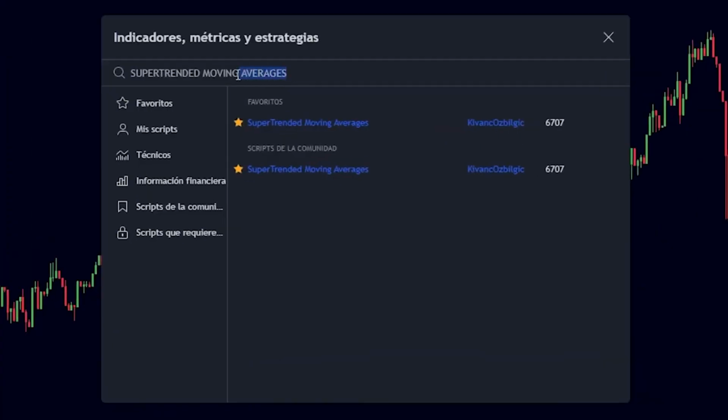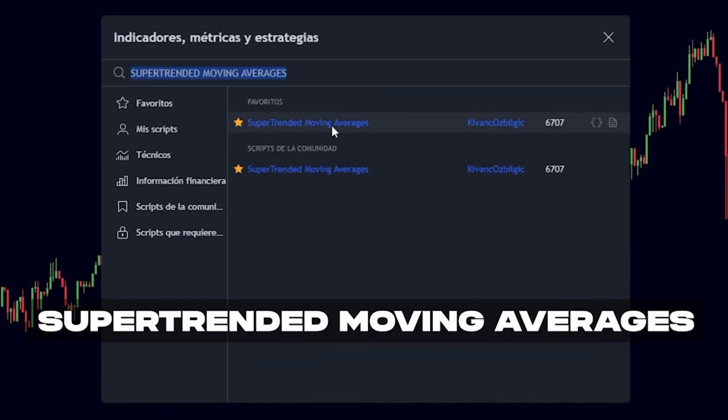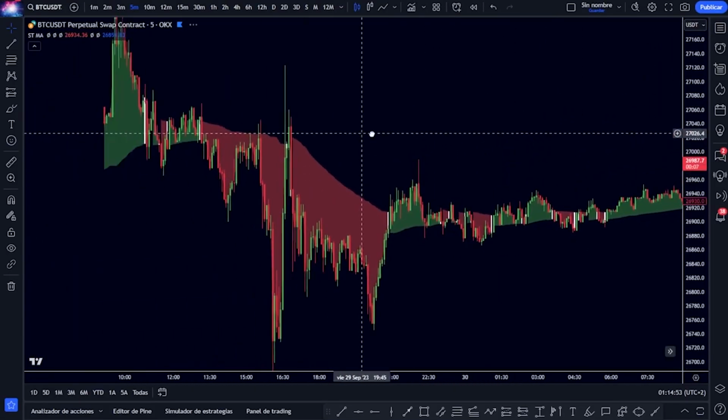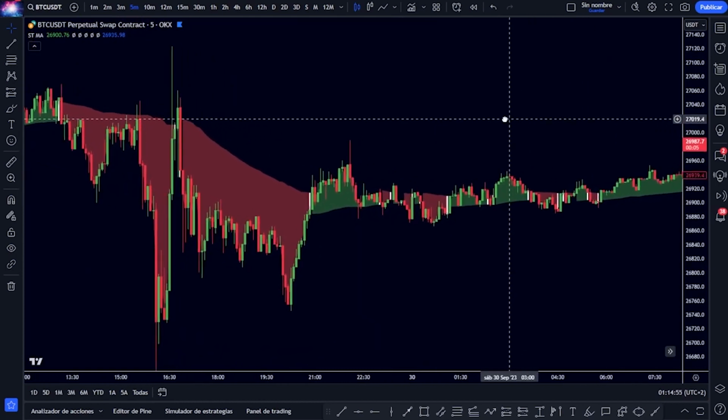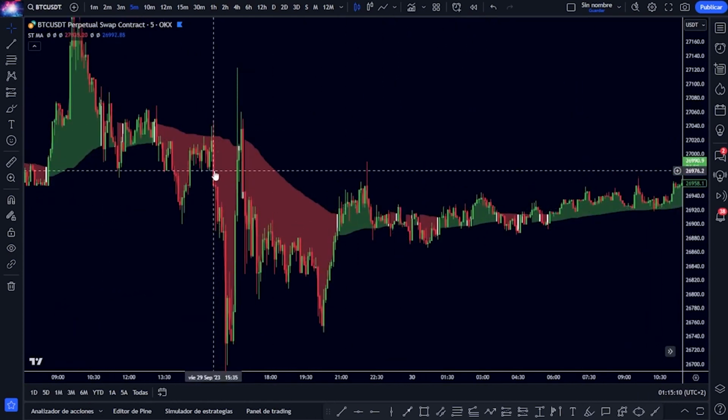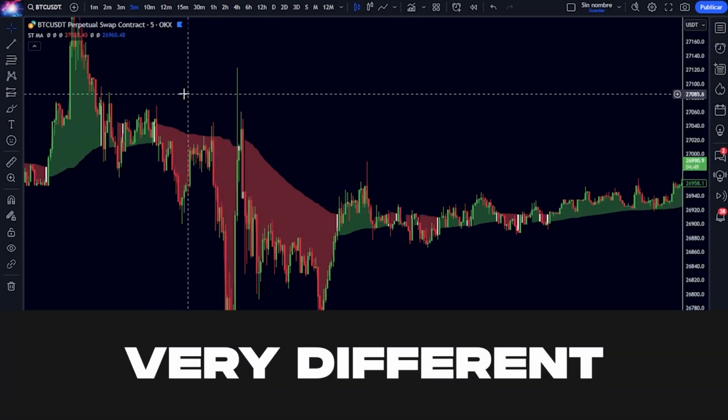We go to the indicators section and look for the super trended moving averages, click on it and we will see something like this, and I am sure that many of you who have been in the channel for a long time will see the similarity with the famous super trend. It is also a set of averages, but in this case it has nothing to do, since the data and the variables used are very different.